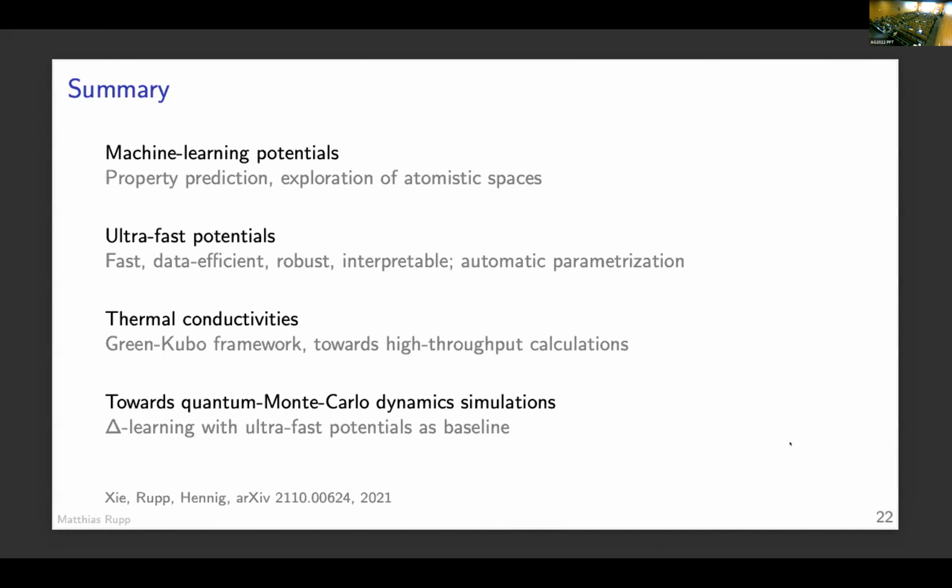There's a lot of work on that, but I'm not happy yet with the hyperparameter optimizers that we tried. And I think a robust way to fully automatically find good choices of the hyperparameters is important if people are supposed to use a method like this, a machine learning potential.